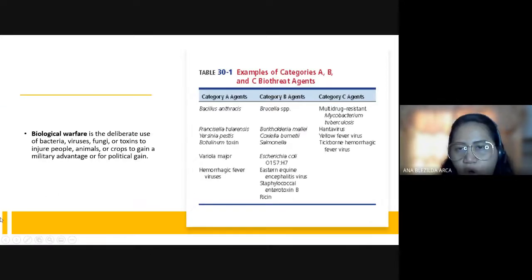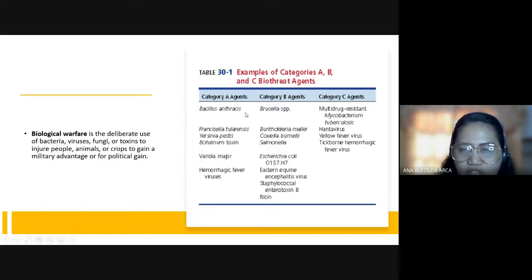So ano ba yung mga common na agent na ginagamit ng mga terrorist? Ito yon, the Bacillus anthracis, Brucella, tuberculosis, yan. Ito yung mga pwede nilang gamitin na bioweapon against us. Now, for the biological warfare, this is the deliberate use of bacteria, viruses, fungi, or toxin to injure people, animals, or crops to gain a military advantage for political gain. So, when you say biological warfare, gumagamit sila ng mga microorganism to cause harm sa isang gobyerno, sa isang society.